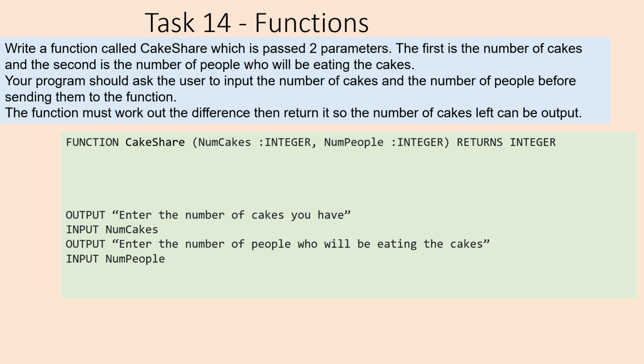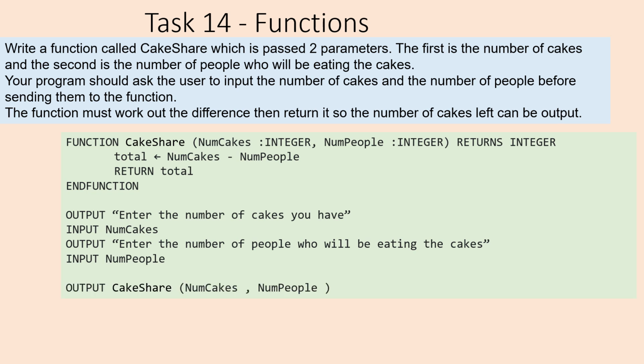So what we need to do is subtract the number of people from the number of cakes. We know how many cakes will be left. So I'm creating a variable called total. Doesn't matter what you call it, as long as it makes sense. So total is going to be the number of cakes minus the number of people. We're going to return that back to the main program because that's what we're asked to do. I'm going to end my function, and then we just need to call our function and do something with it.